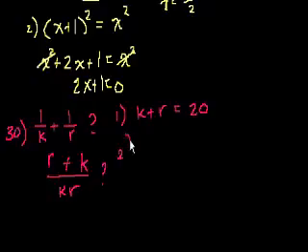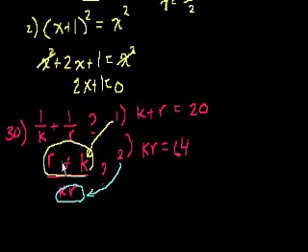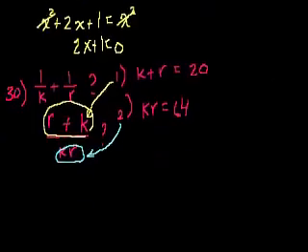What does statement 2 give us? kr is equal to 64. So statement 2 gives us this information, right? Statement 1 gives us this information up here. So we actually need both of them to figure out what this is equal to. So the answer is C. Both statements together are sufficient, but individually they're not that useful.